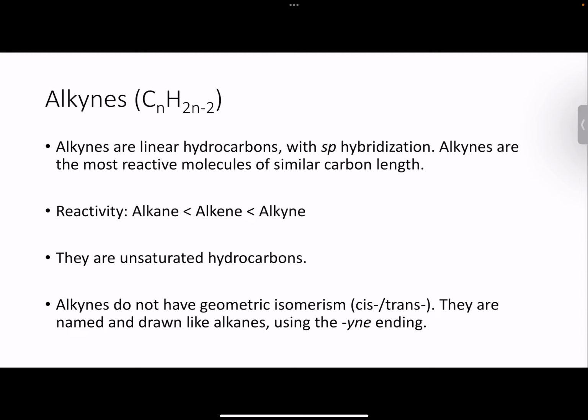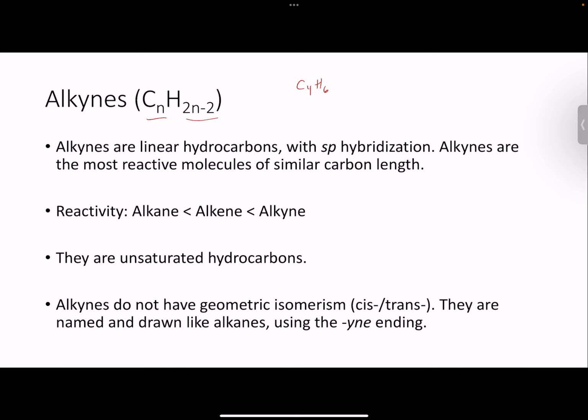So we've got the general formula, CnH2n minus 2. So for example, if we want to talk about a 4-carbon alkyne, we're going to multiply that by 2 to have 8, minus 2, we'll have C4H6. And that's a great general pattern to recognize what type of molecule it is.